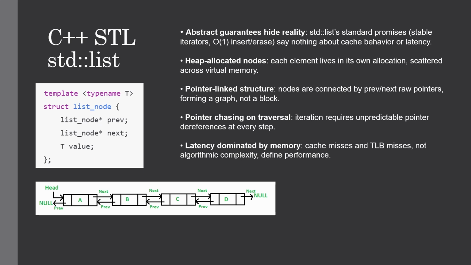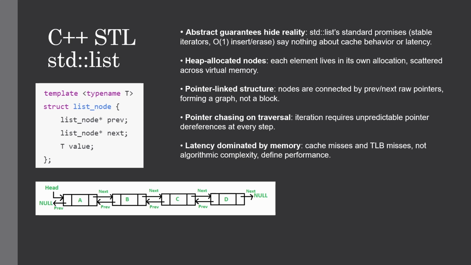At runtime, list is not a contiguous block of elements. It is a graph of heap allocated nodes, each node living in an arbitrary location in virtual memory, connected by raw pointers. Therefore, traversing the list means repeatedly dereferencing pointers whose targets the CPU cannot predict in advance. This single fact dominates every latency characteristic of the container.